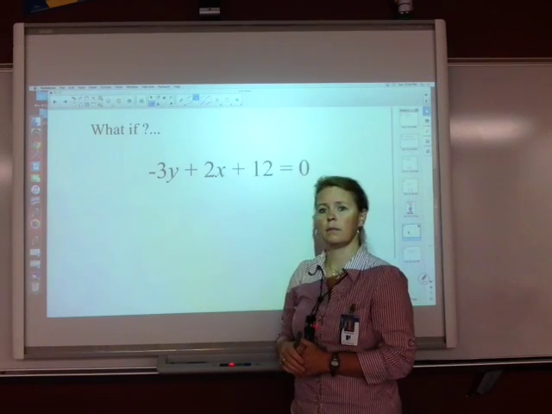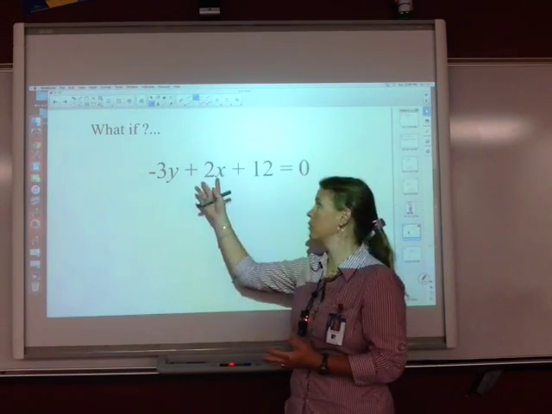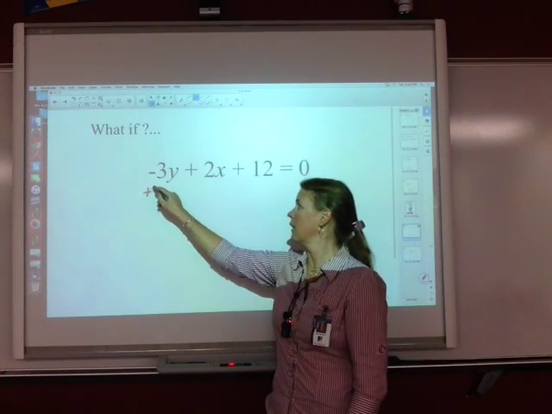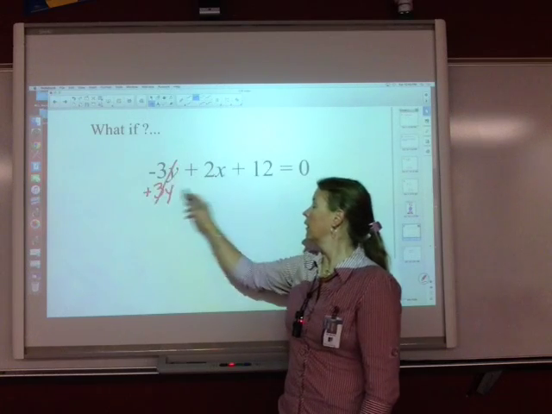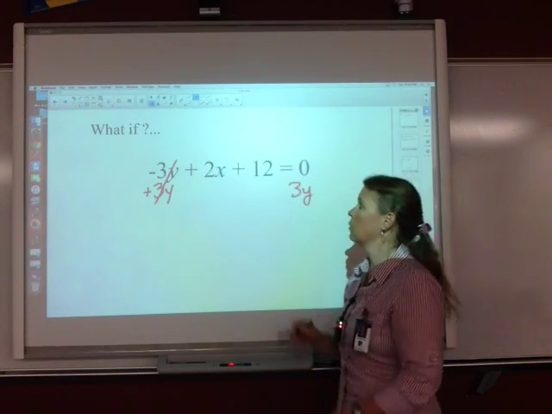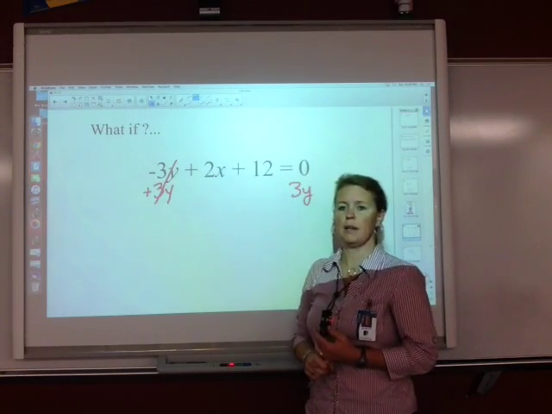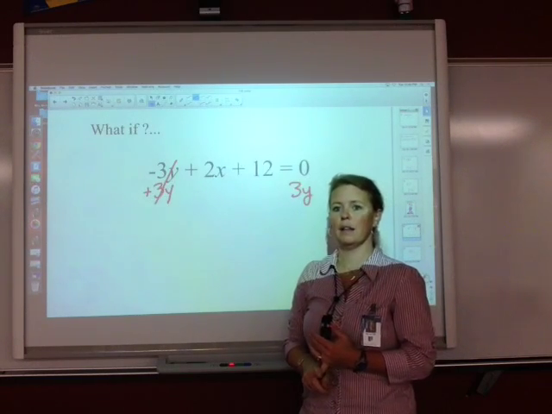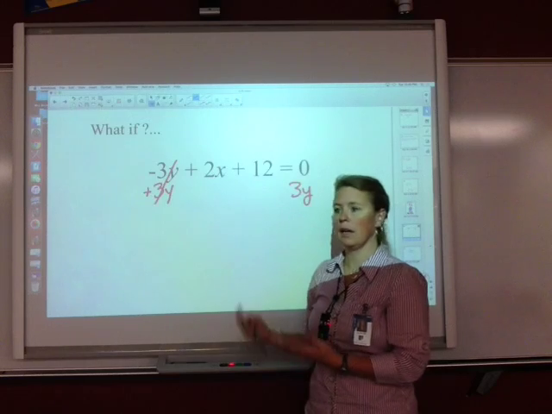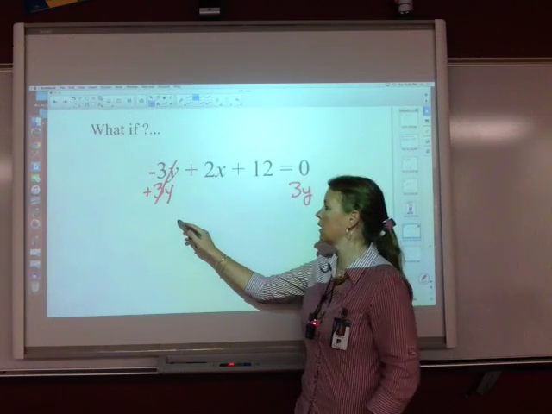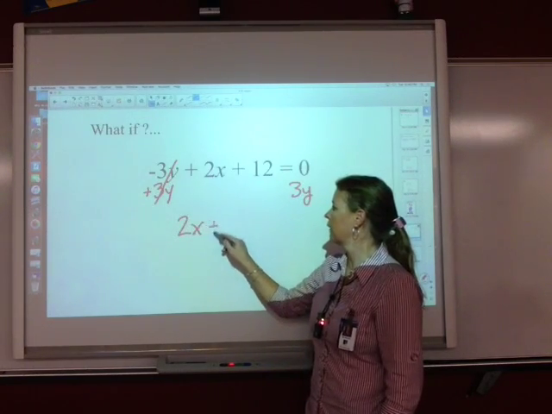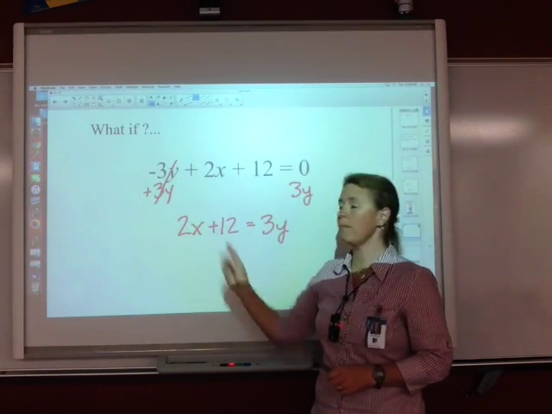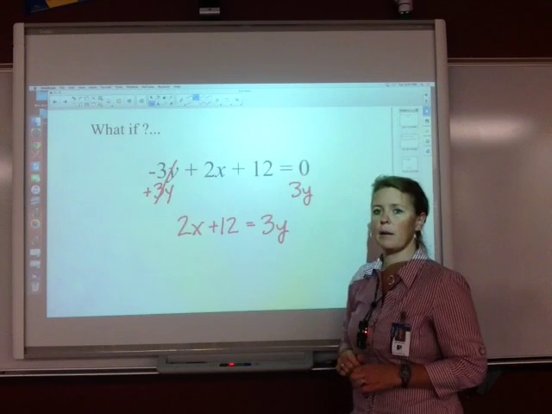Or do you? What's better, to move two things to the other side or to move one thing to the other side? If I add 3y, the rule on functions is that you have to get the dependent variable by itself. It did not say that you had to have the dependent variable on the left side of the equation. It can be on the right side of the equation. This saves you some time. Now you have 2x plus 12 equals 3y. With one step, you were able to almost isolate that y.